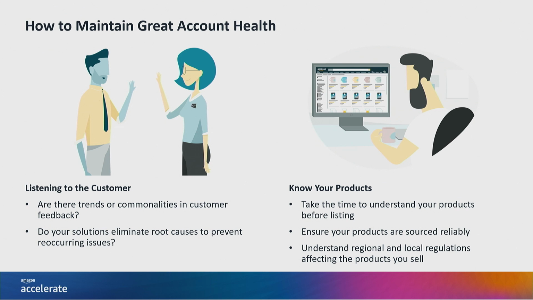And we wouldn't be Amazon if we didn't start with listening to the customer. You can use the Voice of the Customer section of the Account Health page on Seller Central to see customer feedback related to your products. Use that information to identify trends or commonalities that may point to defects or other issues with your products, packaging, or business processes.